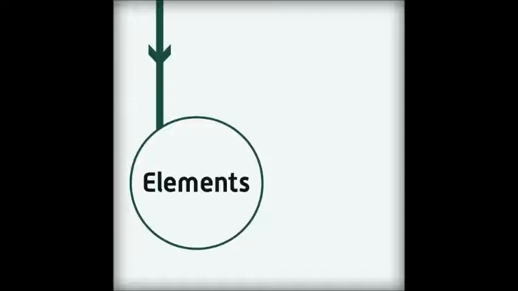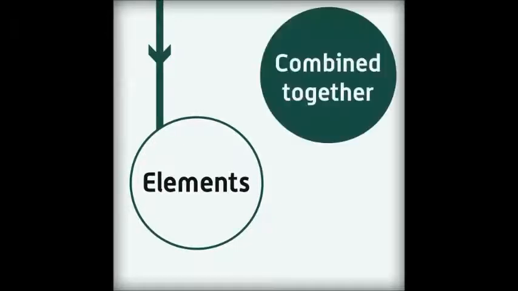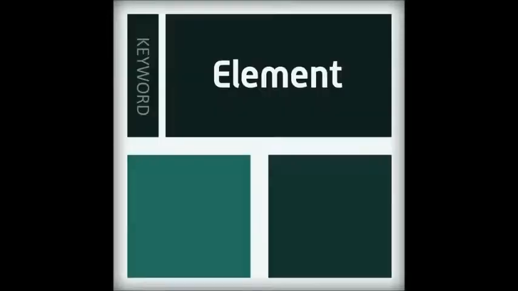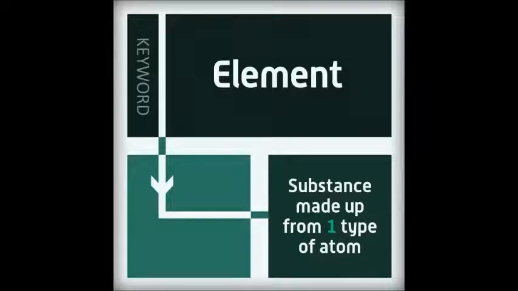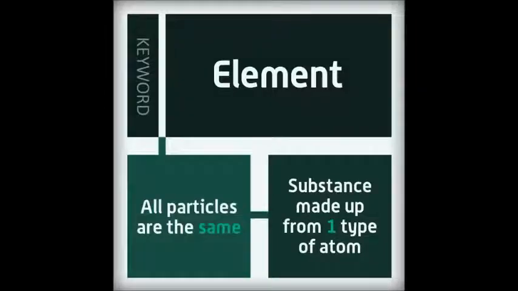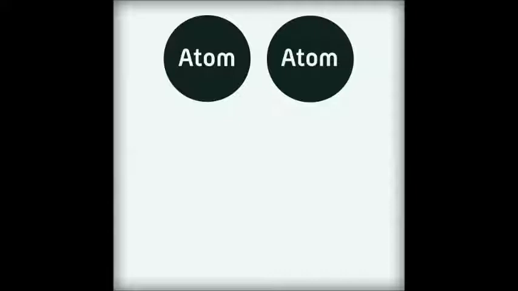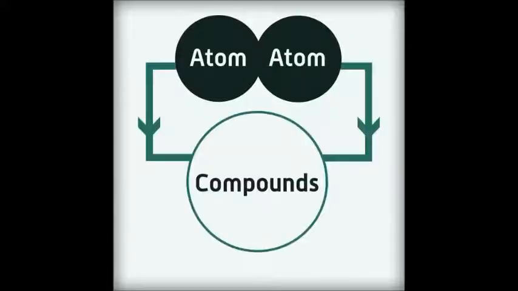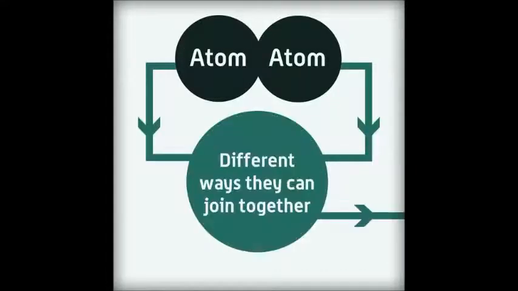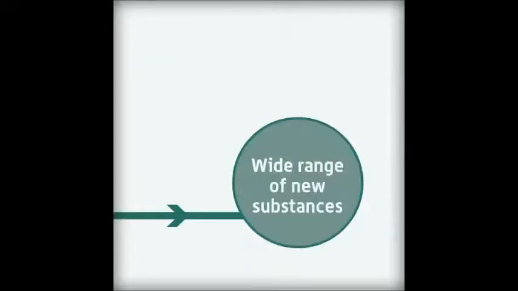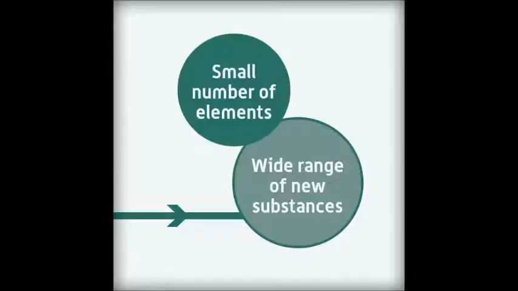In this chapter, we'll look at what happens when elements are combined together. An element is a substance made up from only one type of atom. All the particles are the same. When chemical reactions occur, the atoms can join together to form compounds. There are many different ways that different atoms can join together, meaning there is a wide range of new substances that can be produced from a relatively small number of elements.